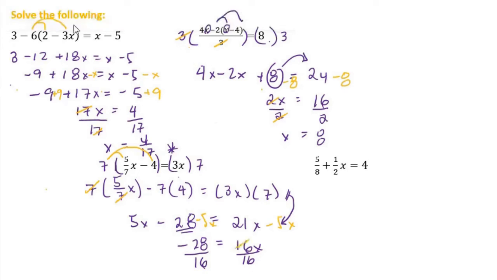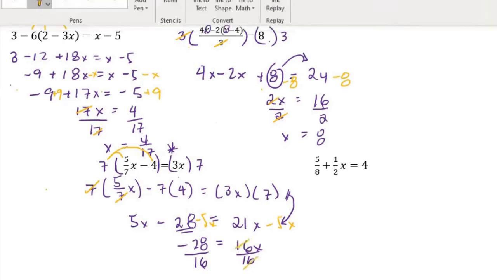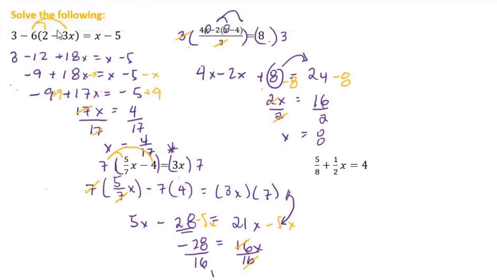So now we've isolated x, and I almost have my final answer. I'm going to write it the other way around. So I'm just going to have the x and the negative 28 over 16 switch sides. Negative 28 over 16 can absolutely be simplified. What are they both divisible by? Well, they're both divisible by 2.